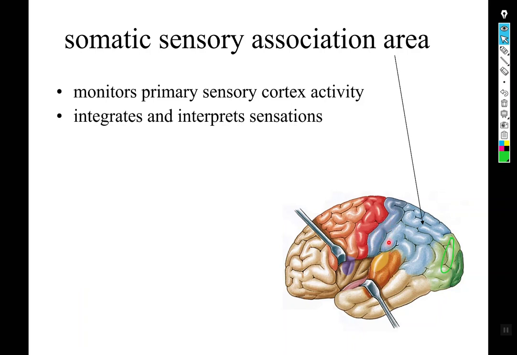Is it hot? Is it cold? Is it painful? Is it pleasant? Is it vibrating? Is it not vibrating? Is it pressure? There's lots and lots of different kinds of touch. So not only is it important to associate sensory information with a specific body area, but you also have to use the association area to determine things like, what kind of touch is it? So that's what it means when it says integrates and interprets sensations.